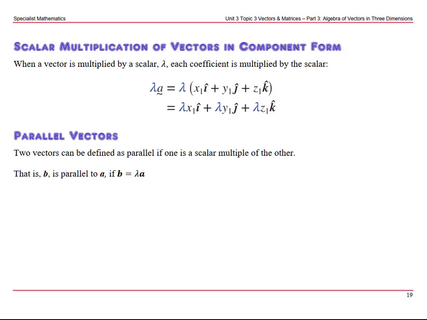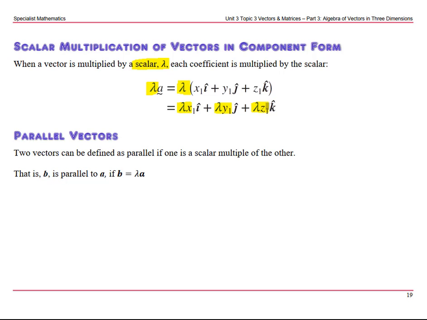Scalar multiplication. Now, if I'm multiplying by scalar lambda, then it's lambda times the whole vector, and we just multiply each value by that lambda. So again, no different to what we did in two-dimensional.